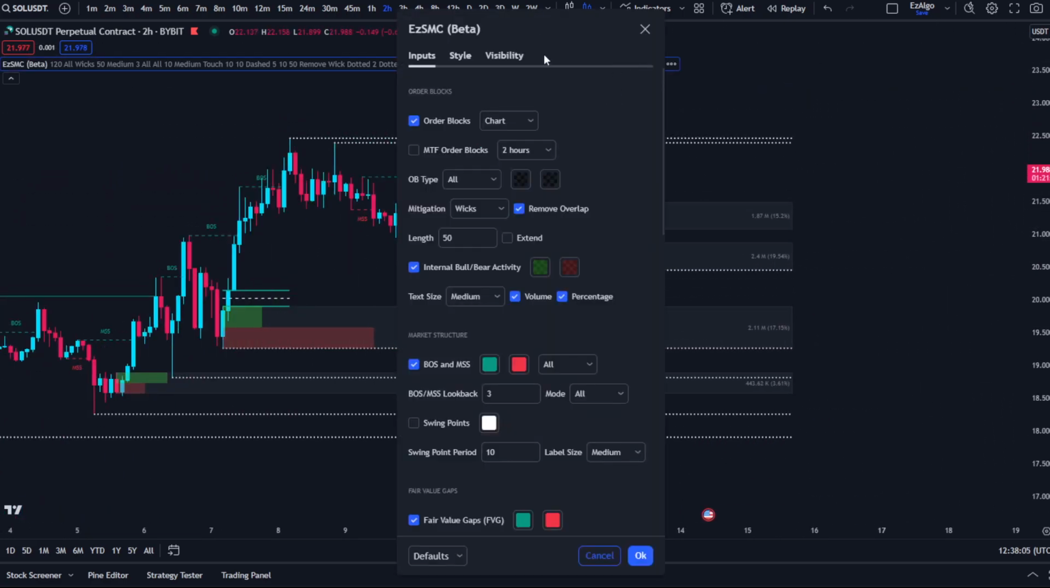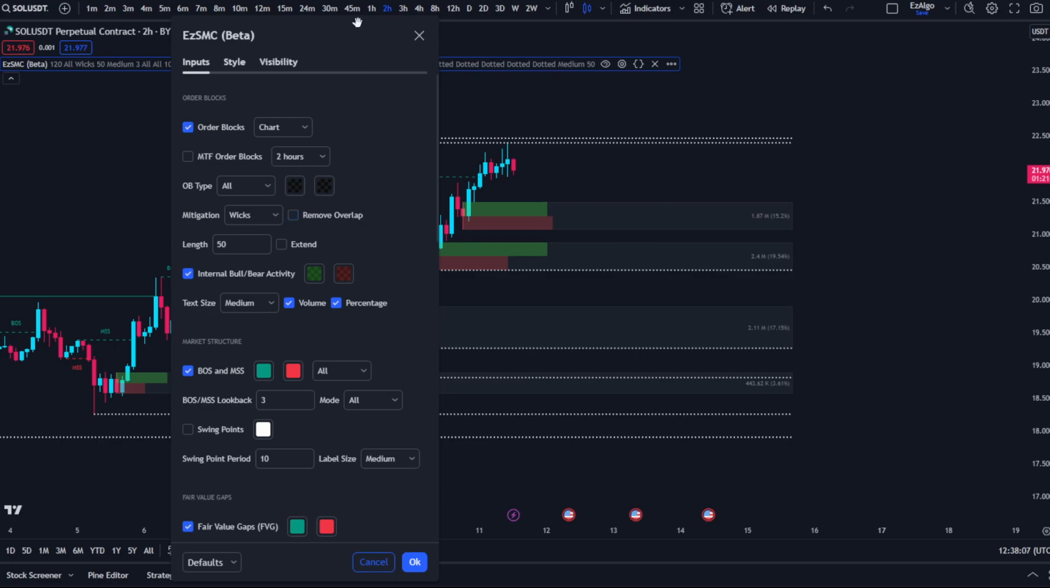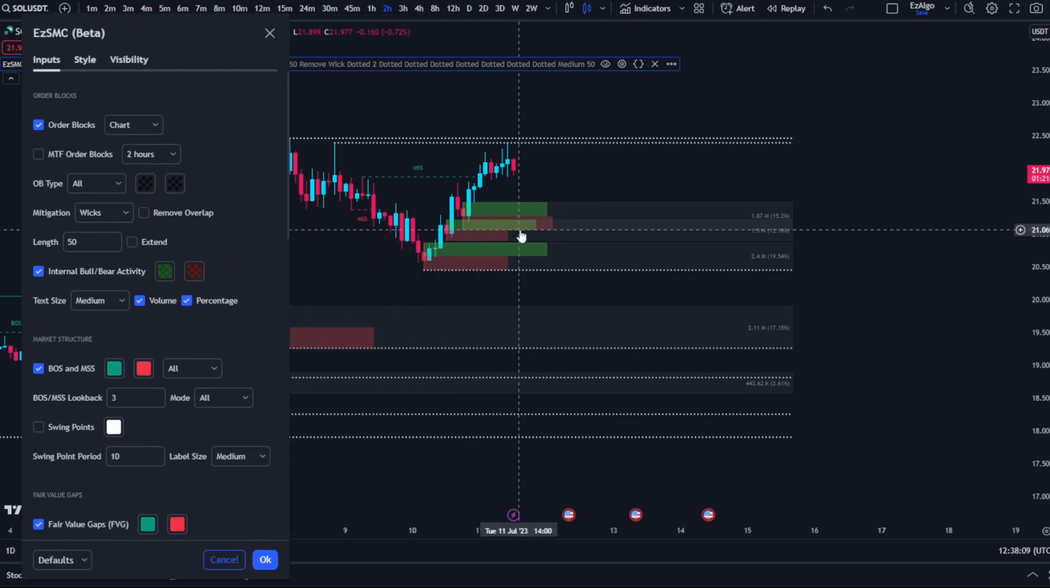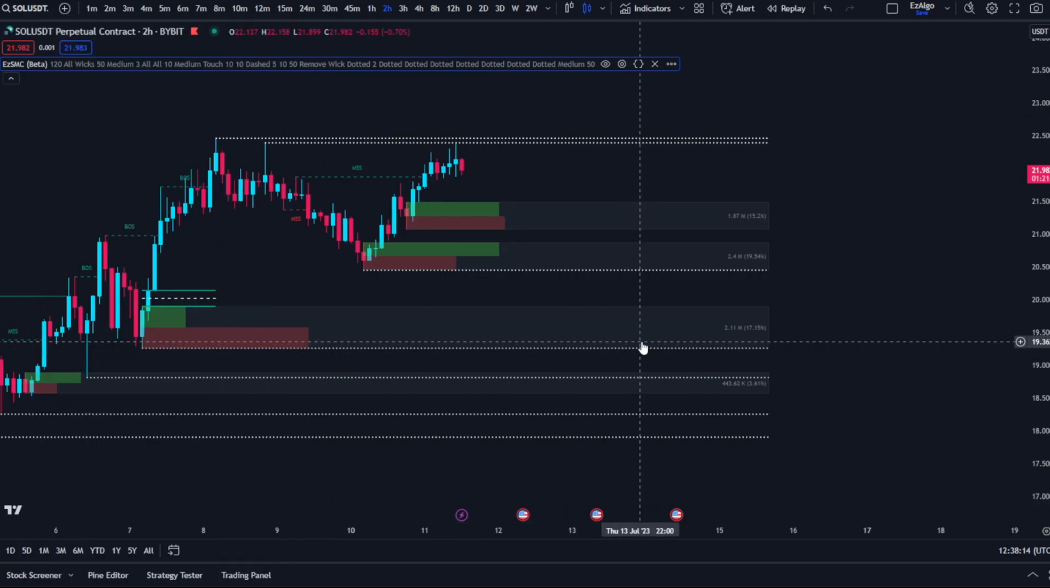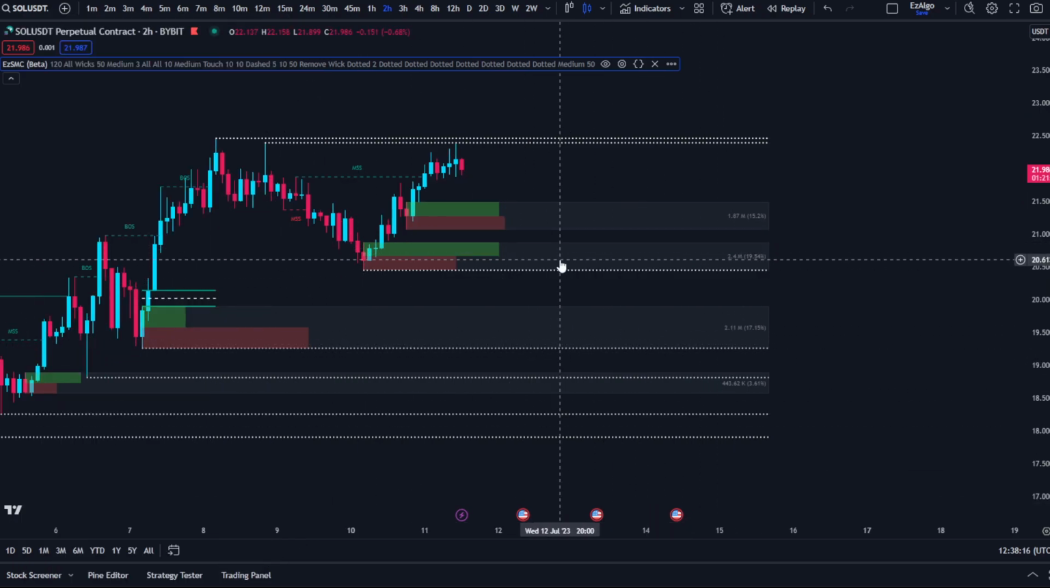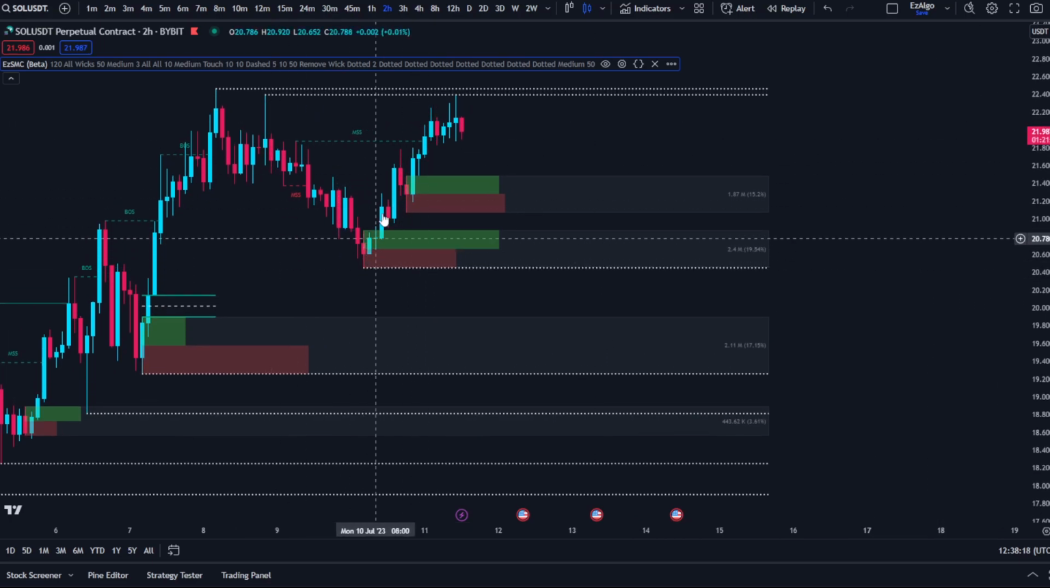Now keep in mind, we have a remove overlap feature enabled on by default. You don't want overlapping order blocks, right? So you want to remove that by default. You'll see that we have a very strong order block right here with a lot of volume with a strong move from that order block.